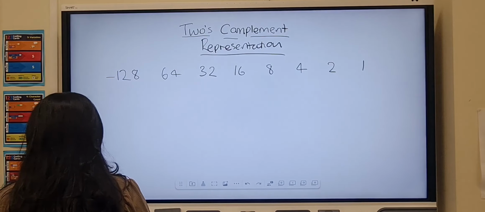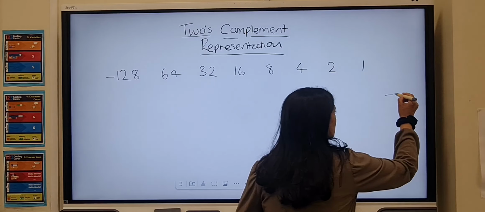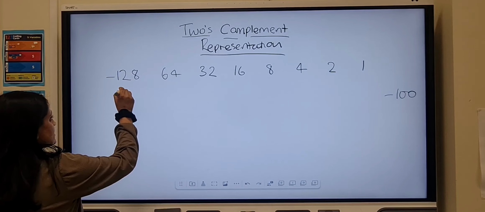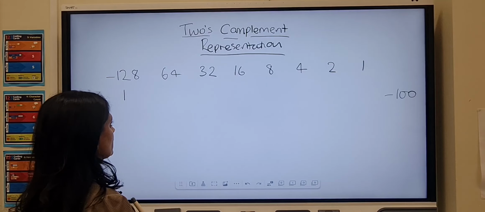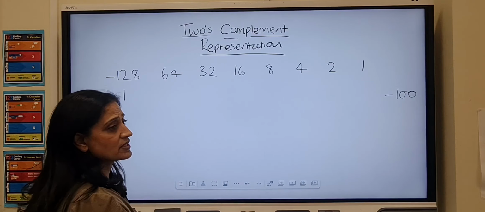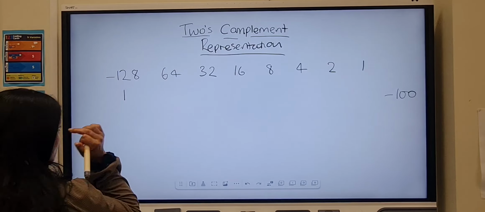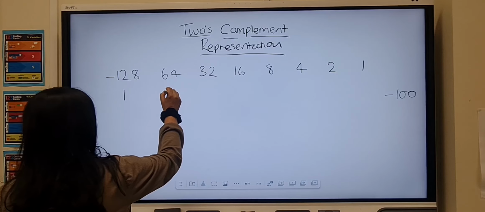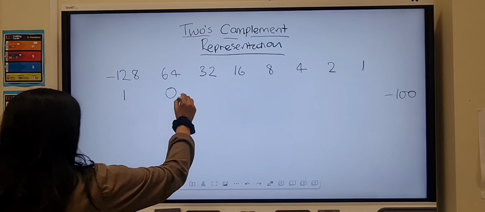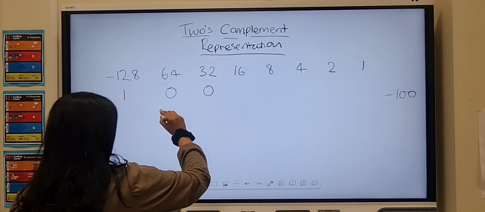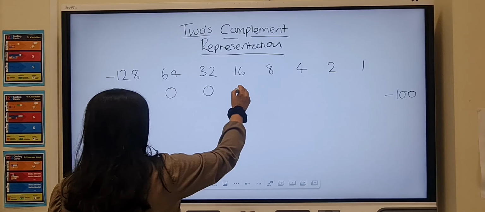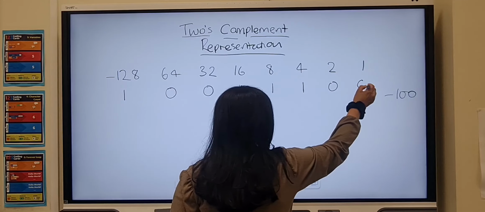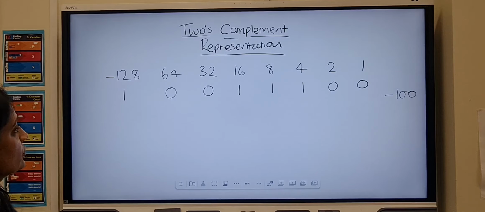Okay, so we're going to start off with an example, minus 100. To represent minus 100 in two's complement format, you place the 1 under the minus 128, because that's the only column you can represent a negative number. Now we add as we go along. So minus 128 plus 64 wouldn't work, plus 32 wouldn't work, but minus 128 plus 16 plus 8 plus 4 will give you minus 100.